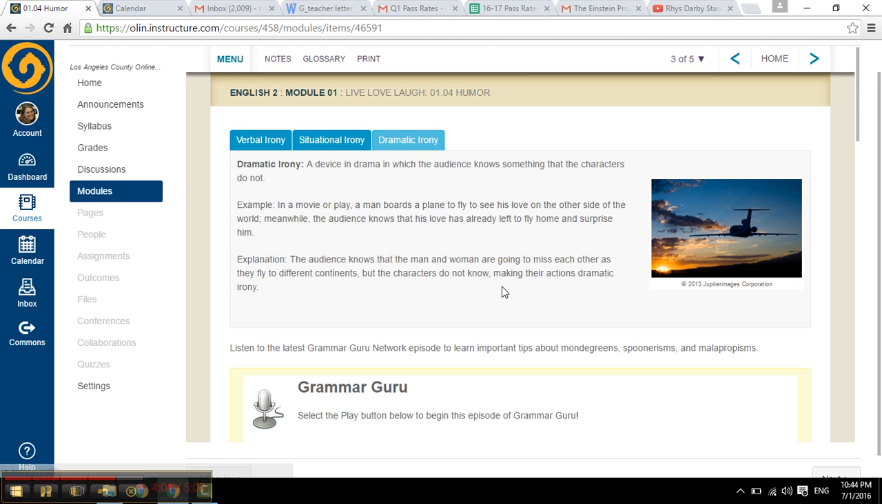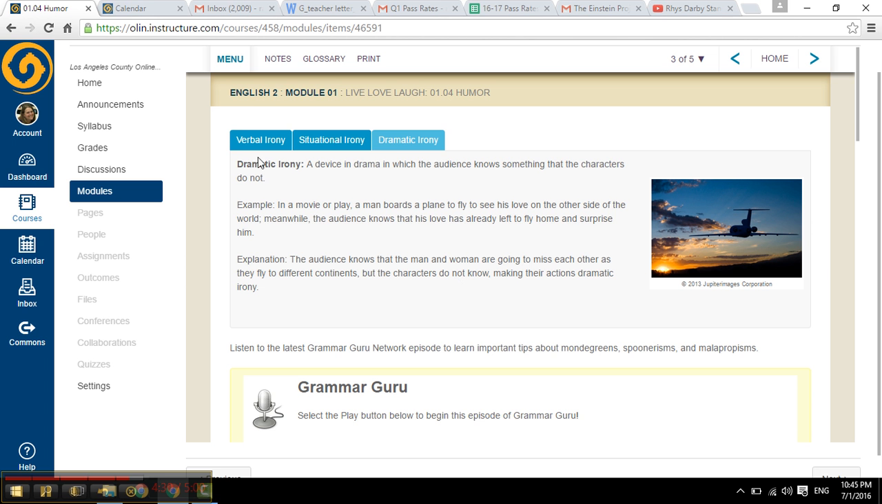Dramatic irony, this is a device in drama in which the audience knows something that the characters do not. So it's like in a scary movie where, like Jaws, we, the audience, hear the shark music, dun-dun, dun-dun, and we know what's coming, but the person in the movie has no clue. So dramatic irony is what you know. Verbal irony is what you say, situational irony is what you see, and dramatic irony is what you know.